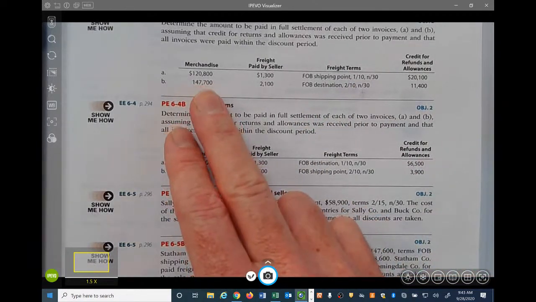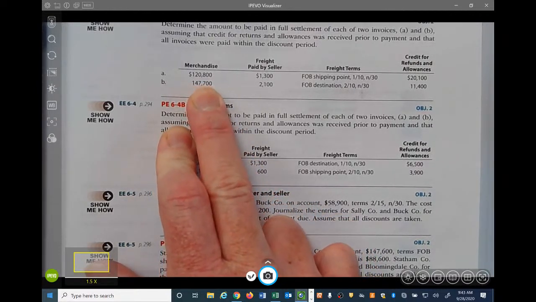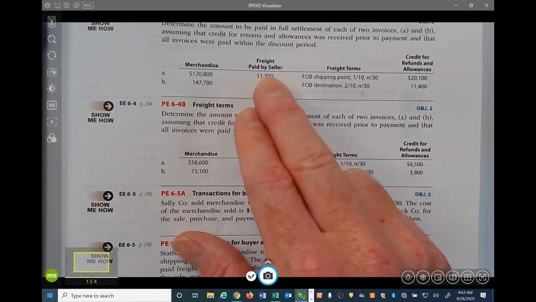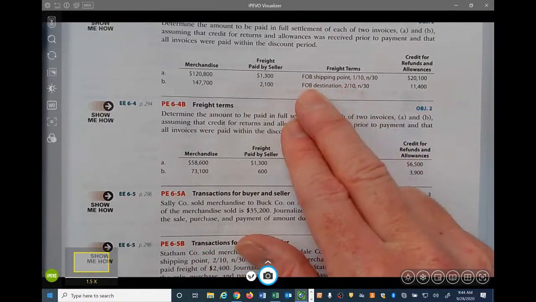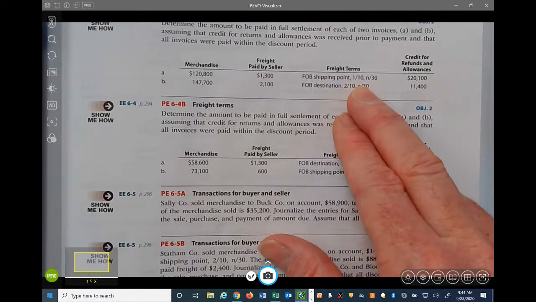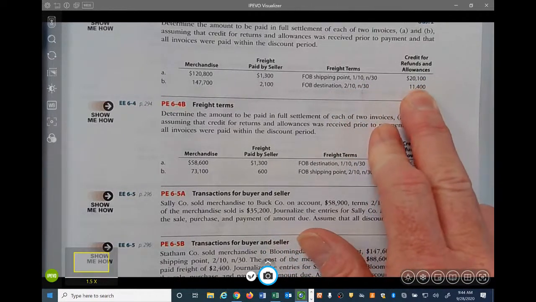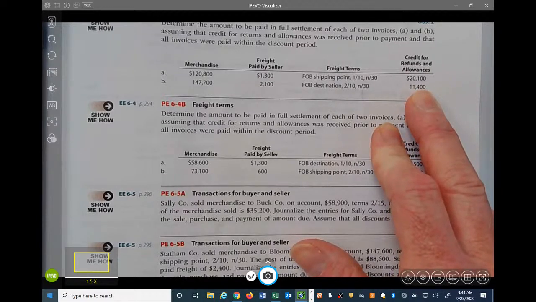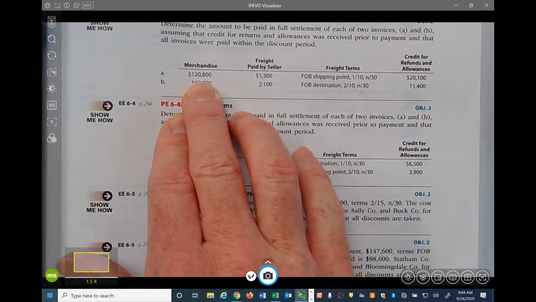Okay, so the first thing it says here is we purchase merchandise for $120,800, okay? Then it says here, freight paid by the seller was $1,300. The freight terms FOB shipping point, 1/10 net 30, and here's the credit for returns and allowances of $20,100. Okay. So what amount are we going to record this purchase of this merchandise for right here?